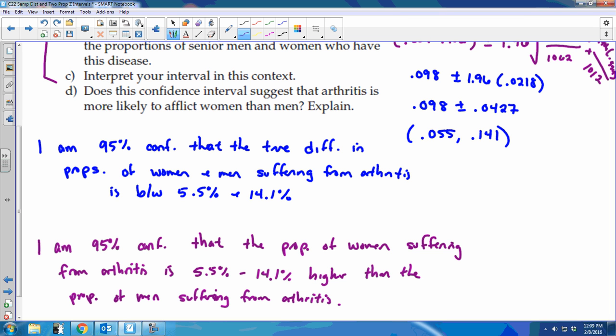So does that support that arthritis is more likely to afflict women than men? Yes, it does. Right? Because 0 is not in the interval, there is a difference in the groups. And we already said that more women are affected than men. Right? We said it's 5.5 to 14.1% higher than men. So yes. Now if it does contain 0, we would say there's not a difference. 0 is a possible value for the true difference in proportions. So there could not be a difference. So you're always looking to see if 0 falls in the interval or not.